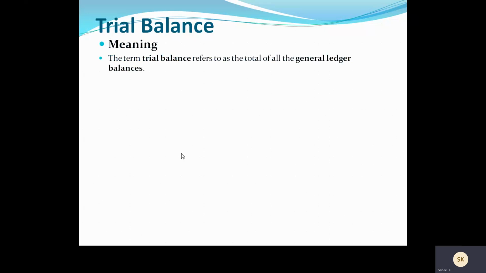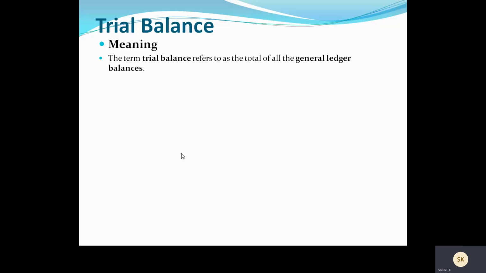Trial balance. Let us know about the trial balance, its meaning, and how the format of the trial balance will be. Before which, let us see what is the meaning of the trial balance. This is the term which you are going to refer. It will refer to the totals of general ledger balances that will be shown in this trial balance.